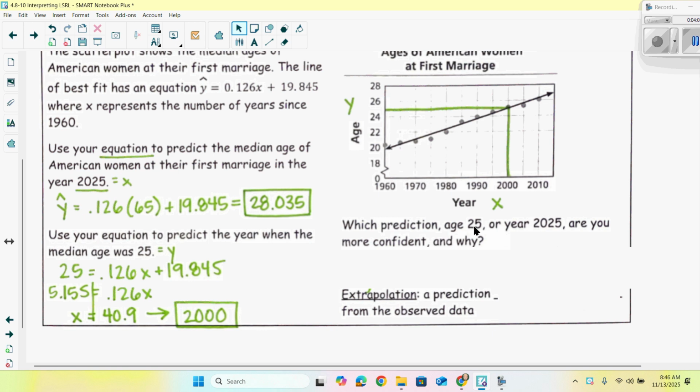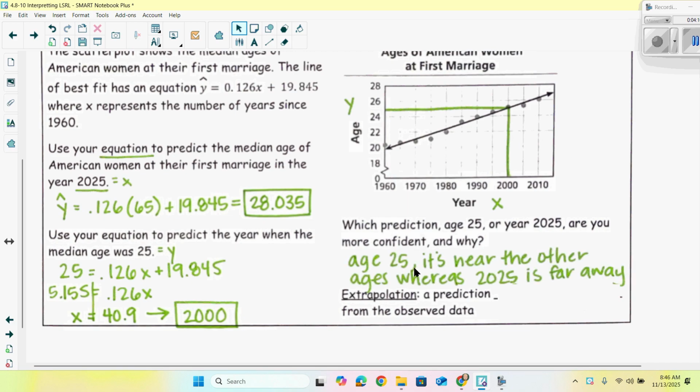Which prediction, age 25 or year 2025, are you more confident and why? And the important thing here is we're pretty confident with this data, but we have a hard time using this to extend out into the future or even back to the previous years. So age 25, it's near the other ages, whereas 2025 is quite far away. This age is maybe a good prediction, but it's outside of the data set from 1960 to 2015, something like that. So we would feel pretty confident about any predictions within this range.